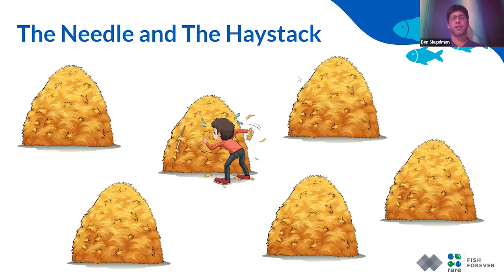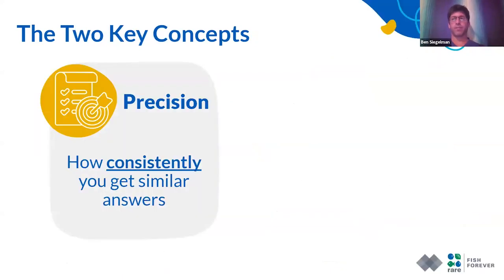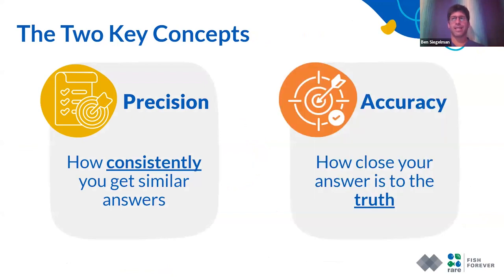Now, there are two concepts that really help me think about designing a survey. The first is precision. And precision means how consistently you get similar answers amongst a bunch of different respondents. But being precise isn't enough because you also need accuracy. And that's how close those answers are to the truth.